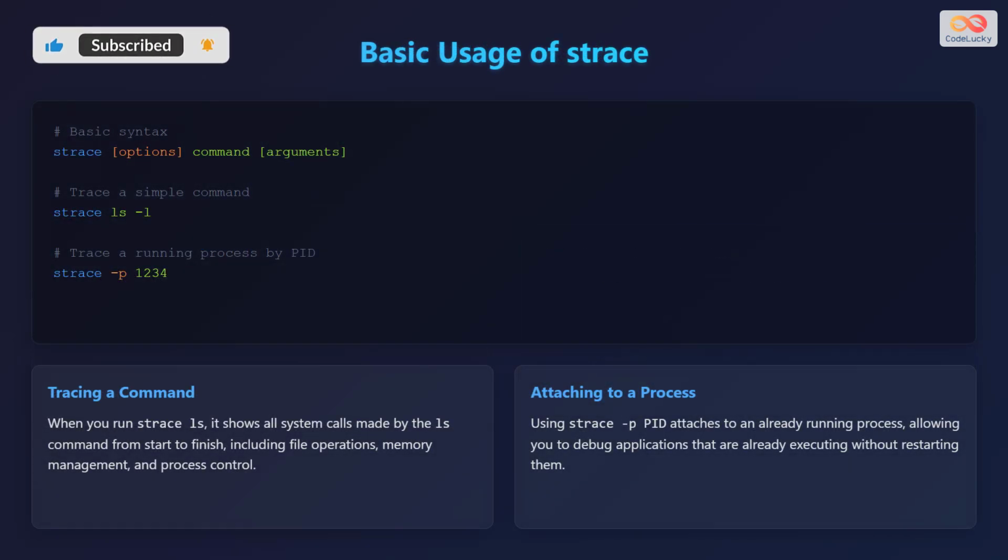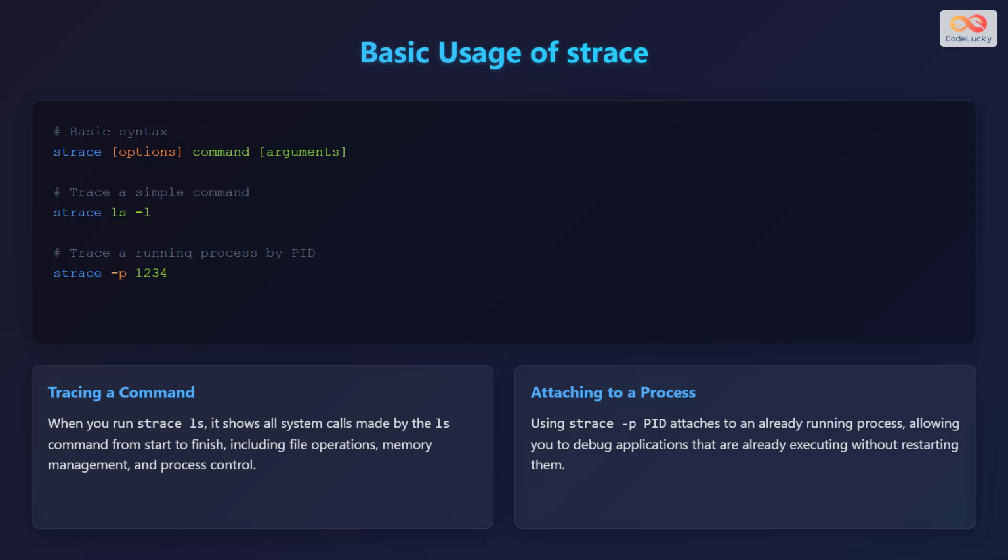Now let's look at the basic usage of strace. The general syntax is strace followed by options, and then the command you want to trace along with its arguments. To trace a simple command like ls -l, you would type strace ls -l. This will display the system calls made by the ls command with the -l option. Another useful feature is the ability to attach strace to a running process using its process identification number, or PID. The command for this is strace -p followed by the PID. For example, strace -p 1234 would attach to the process with PID 1234 and trace its system calls.